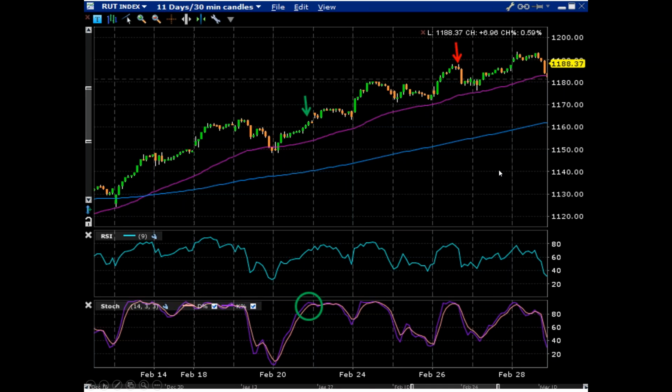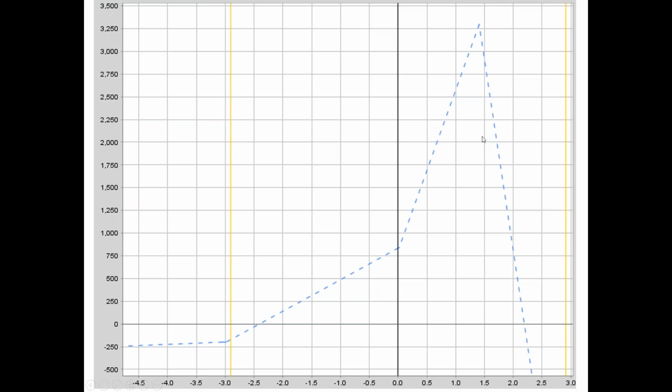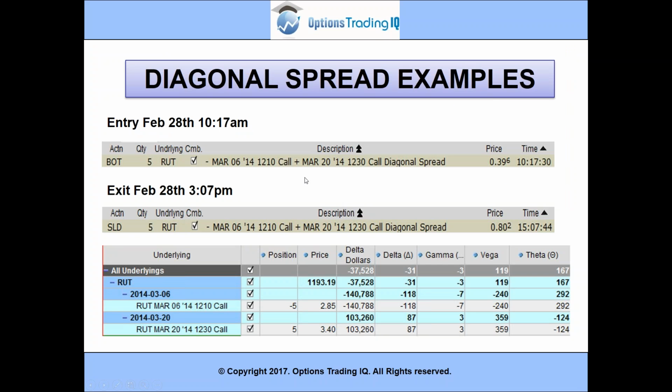We've been hitting those overbought readings quite regularly. So a little bit more aggressive. Okay, so this one cost a little bit less. We're selling the 1210s for 285 roughly, buying the 1230s for 340. Roughly, the actual trade cost us about 40 cents. Because it cost a little bit less, I was able to trade 5 contracts. So 5 contracts times the 40 cents is $200. That's the most we could lose if the stock went down.